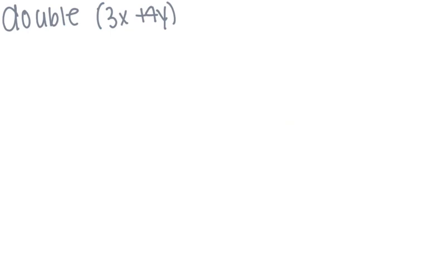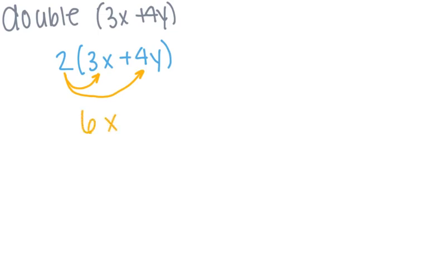All right, so we have double 3x plus 4y. We know double means 2. So this is going to become 2(3x + 4y). I'm going to take this 2 and I'm going to multiply it by the 3x, and then I'm going to multiply it by the 4y. And yes, you should draw the arrows so you remember. So 2 times 3x is 6x. 2 times 4y is 8y. And that is the faster way to do this because that only took me about 10 seconds, where the other way took me several minutes.